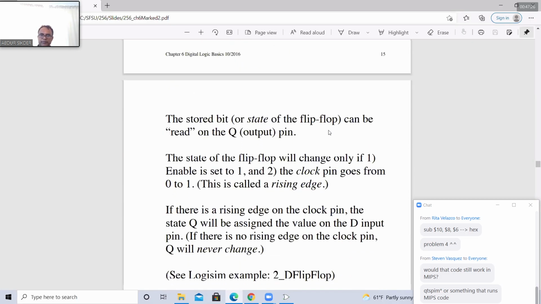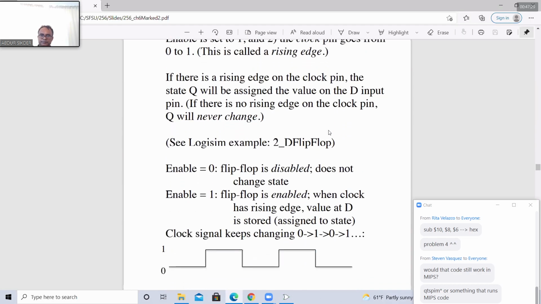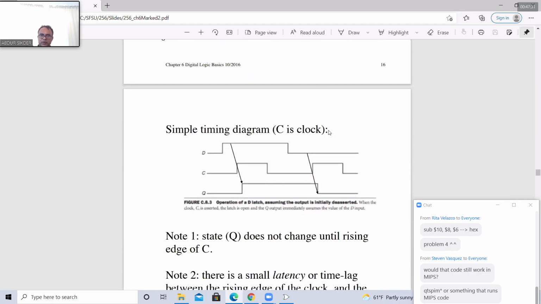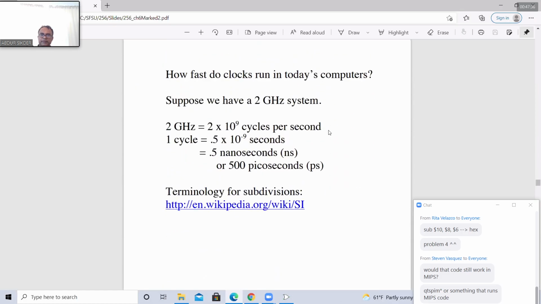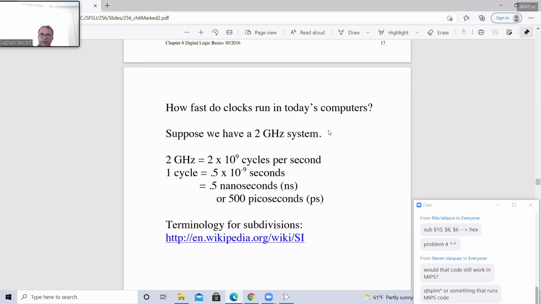So let's set up the flip-flop. Clock. And then this 2 gigahertz is 2 times 10 to the power 9 cycles per second. One cycle is 0.5 times 10 to the power minus 9 seconds, and that is equal to 0.5 nanoseconds. That is 500 picoseconds. Pico, nano, and then cycle and hertz, gigahertz.